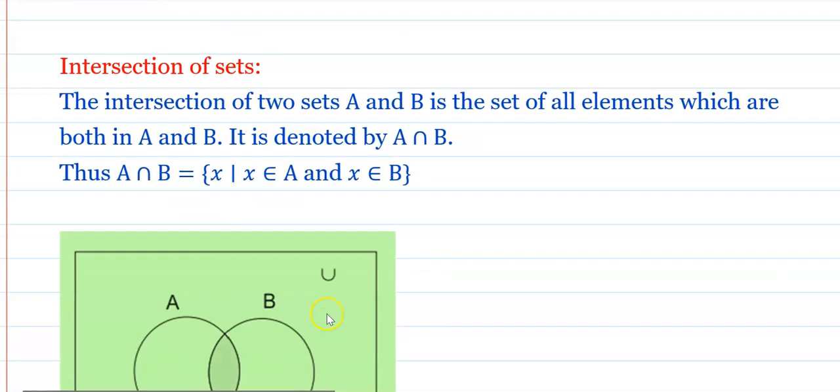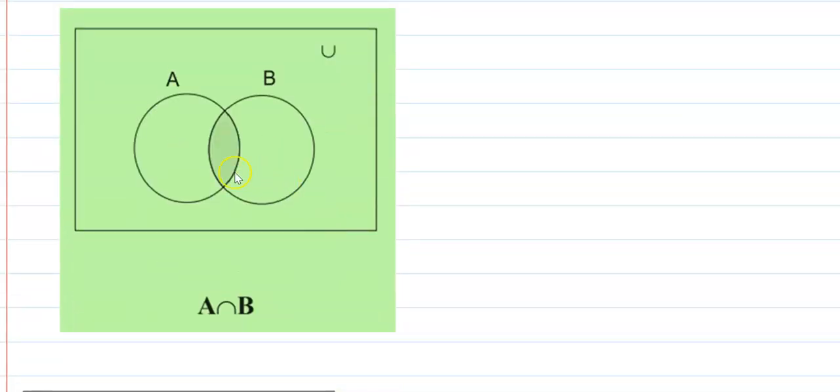Okay. Now the next. Intersection of sets. The intersection of two sets A and B is the set of all elements which are both in A and B, and it is denoted by A intersection B. Thus, A intersection B is the set of all the elements such that they belong to A as well as in B. Therefore, {x : x belongs to A and x belongs to B}, and this is the A intersection B. That is the common elements of A and B.